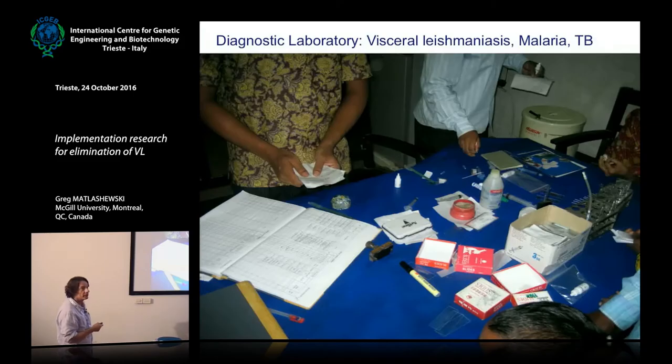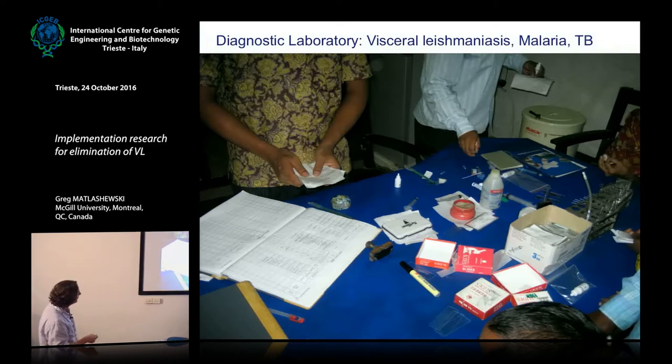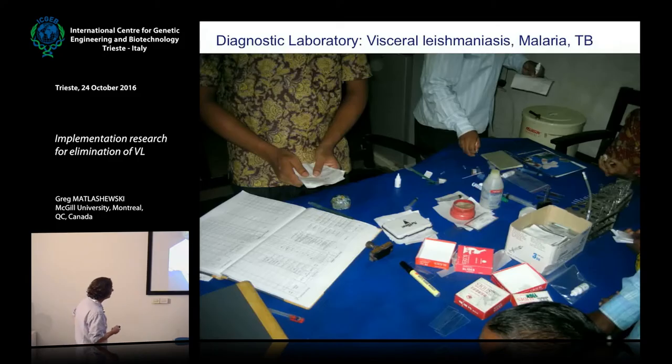This is a typical diagnostic lab that you would have in many of the primary healthcare centers, and you can see you have the table here. You don't really require a lot of high technology. You have your logbook here. This is an RK39 strip test. They also do a sputum test for tuberculosis here, so this would be used for a sputum test. They would look under the microscope. And they also do smears here for malaria as well. So these are the three diseases which can commonly be tested with relatively low technology tests.